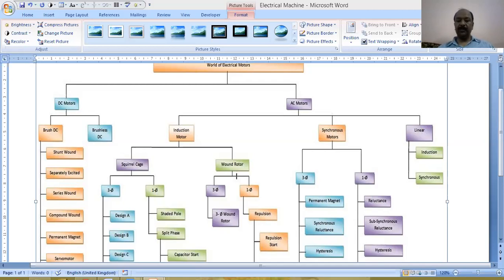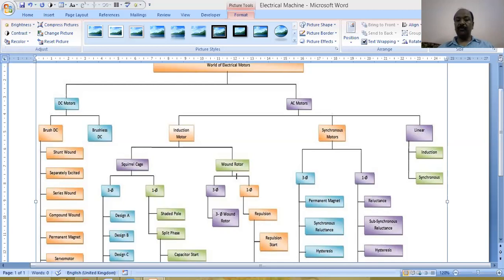So if the stator winding and the rotor winding both are connected in parallel with each other, then this type of motor is called the shunt wound motor. If the stator winding and the rotor winding both are connected in series with each other, the supply is common and the connection between them is in series. So this is called the series wound motor.